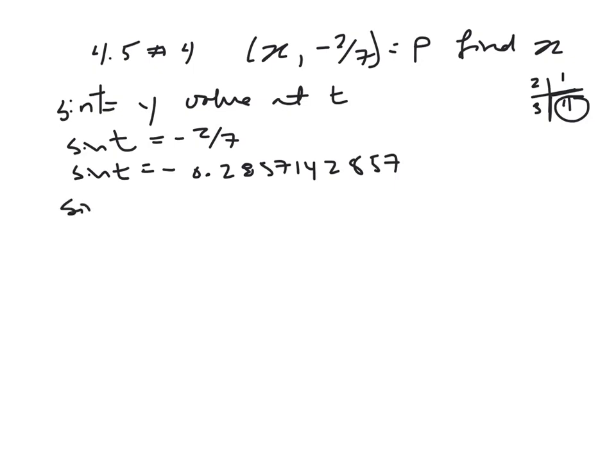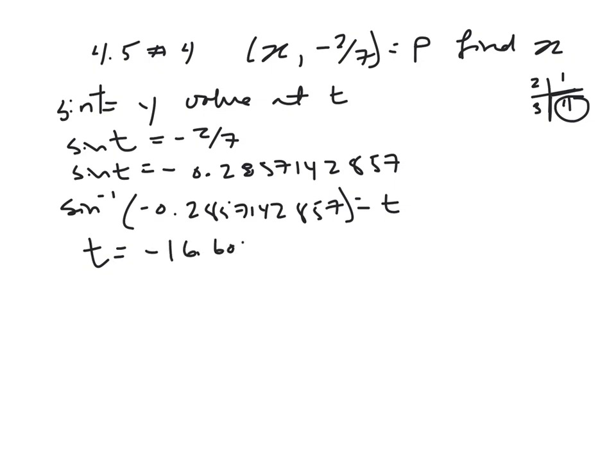So if I take the opposite of that, if I take the sine to the -1, which will solve for t, I get that t is equal to -16.6015495982. So this number is the angle that that point P is making on the unit circle. Once I know what the angle is, then I can use the next rule.